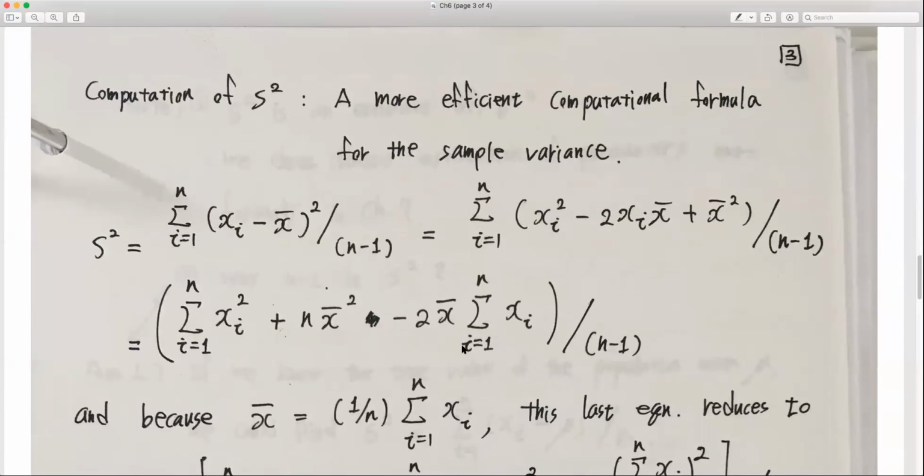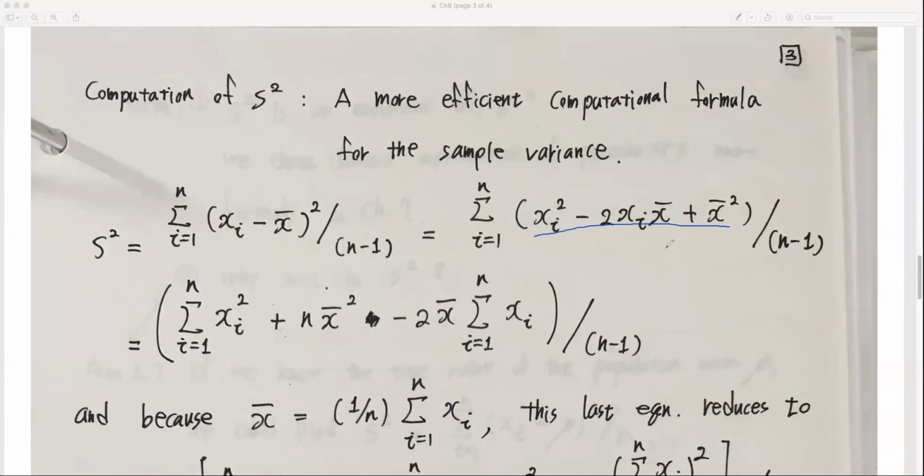Okay, so let's find out. Now we're going to study a shorter expression of the formula of the sample variance, a more efficient computational formula. The original formula of the sample variance was this, right? Now we're going to FOIL xi minus x bar squared. Then we're going to apply the sigma to each term. So sigma xi squared right there, and then sigma of x bar squared.